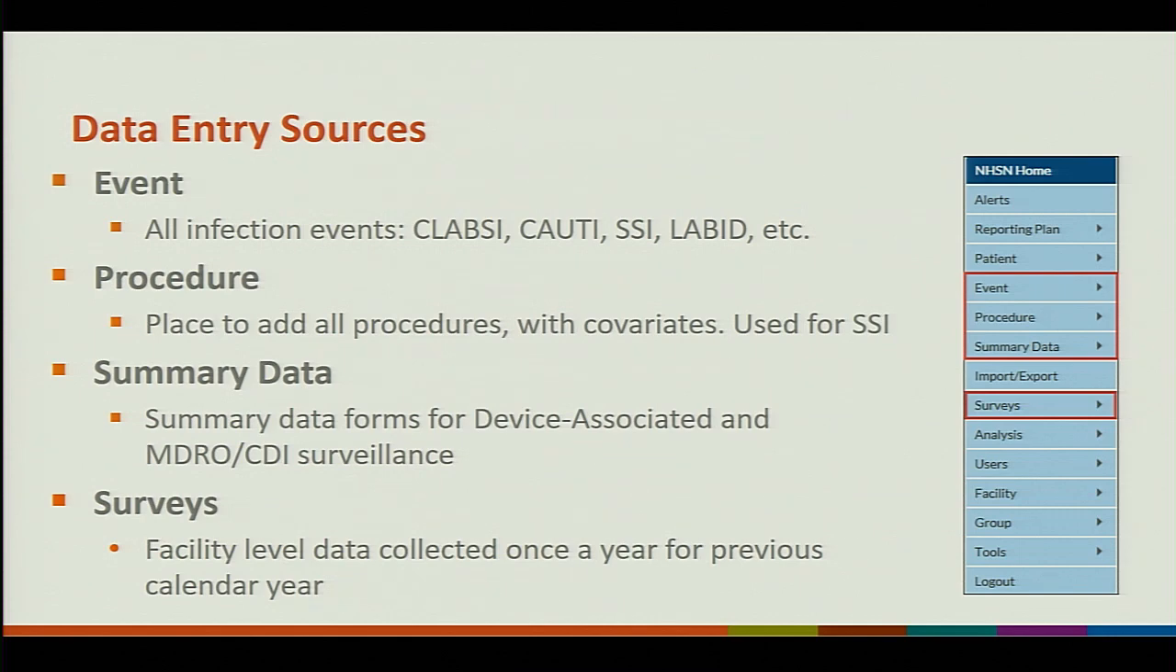All right, before we get to those NHSN reports, we want to make sure that we prep our data and have good quality data to analyze in NHSN. That starts with our data entry sources. Looking at the NHSN screen on the left-hand side, you'll notice the NHSN homepage and all these different options. The main 4 areas that I've identified where you're going to input your data are events, procedure level data, and summary level data. This is your MDRO and device-associated summary reports for patient days, line days, MDRO days, things of that nature. And finally, those surveys that are completed once a year.